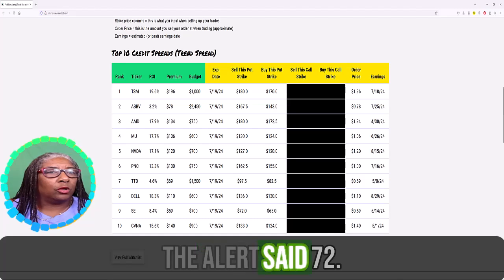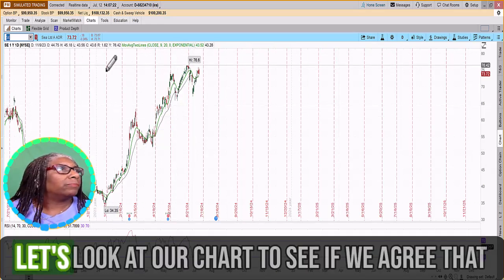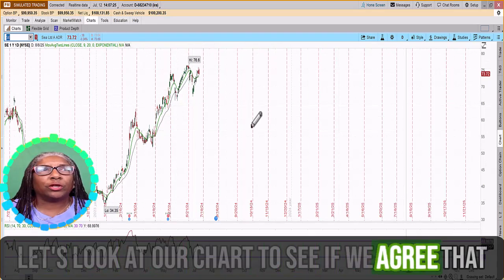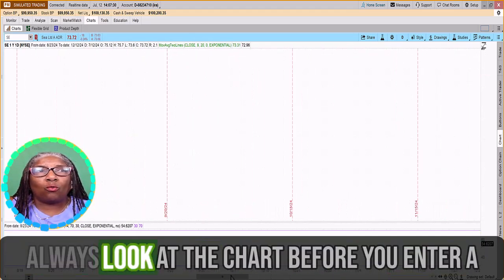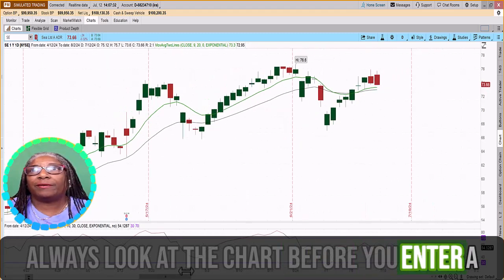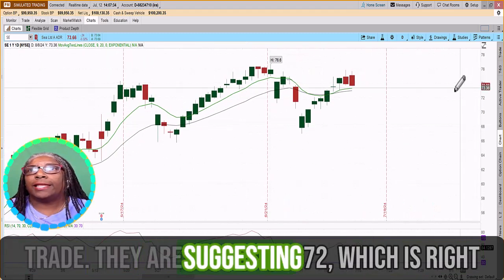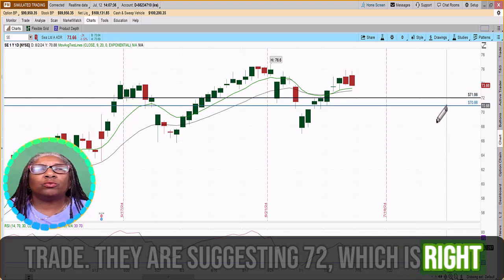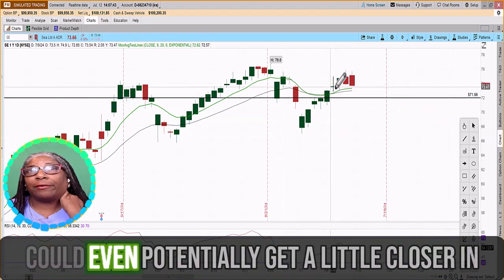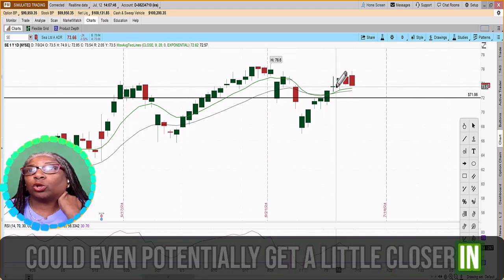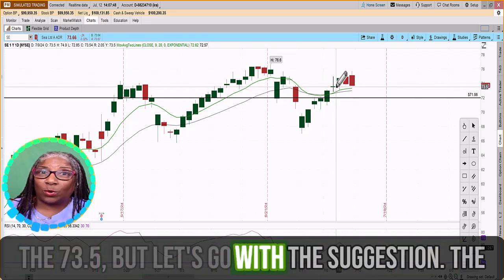The alert said 72. Let's look at our chart to see if we agree that 72 is a good place for support. You should always look at the chart before you enter a trade. They are suggesting 72, which is right here. I do see that as a good support area. You could even potentially get a little closer in the 73.5, but let's go with the suggestion.